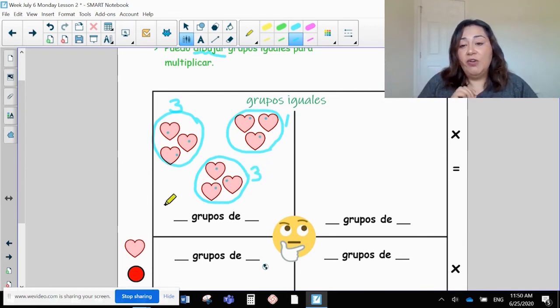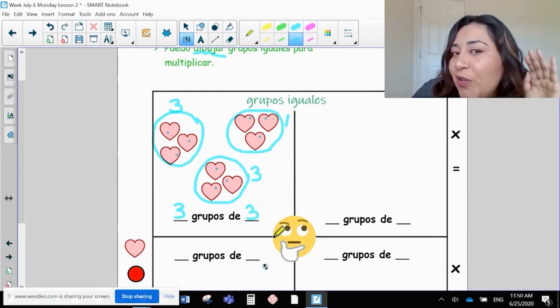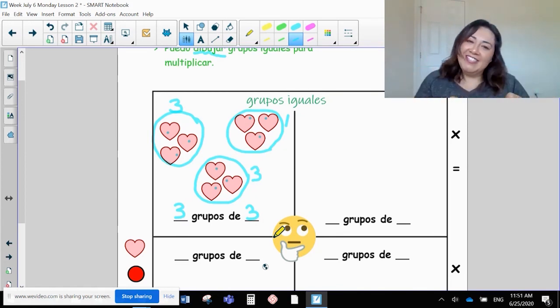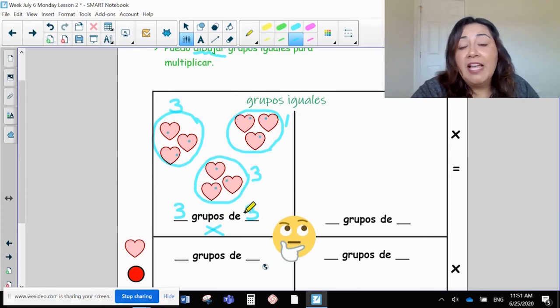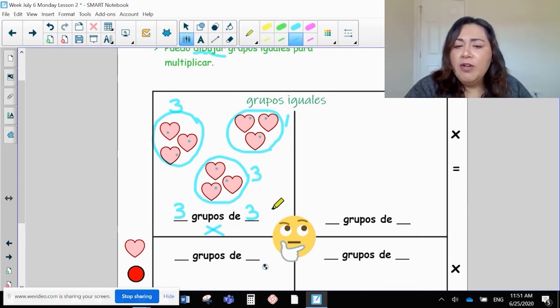Si ustedes dijeron que hay 3 grupos de 3 en cada conjunto, acertaron. Muy bien. Entonces, 3 grupos de 3 o 3 por 3 está representado en este primer cuadro que tienen aquí. ¿Cuánto hay en total?